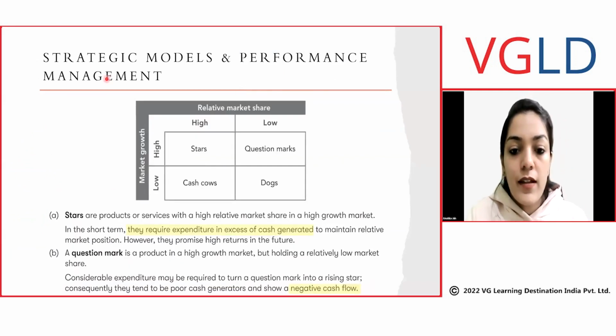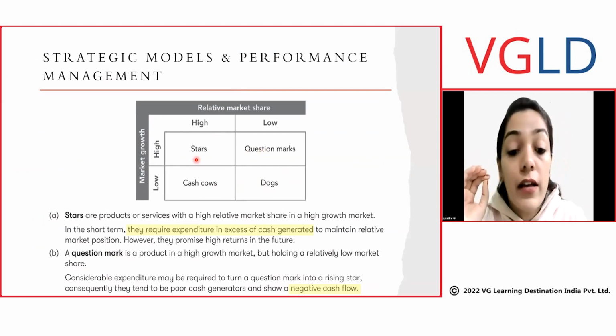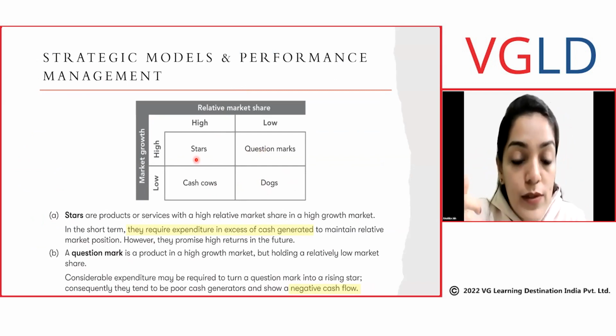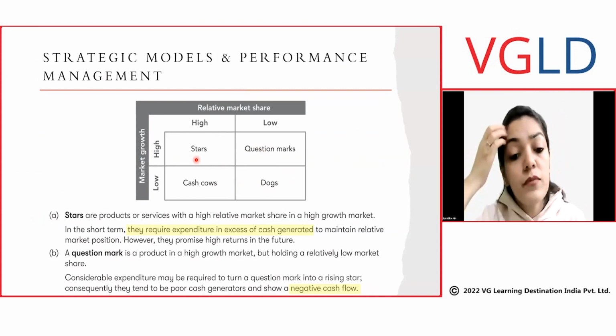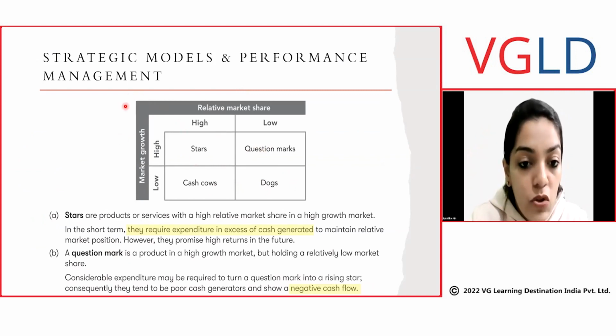Now the same quadrants which we talked about: cash cows, dogs, question marks, and stars. A really important model. Make this the 3rd tab in your summary notes. I hope everyone has started preparing the summary notes. This is the 3rd model we are adding to the summary note. What is this? The BCG matrix.